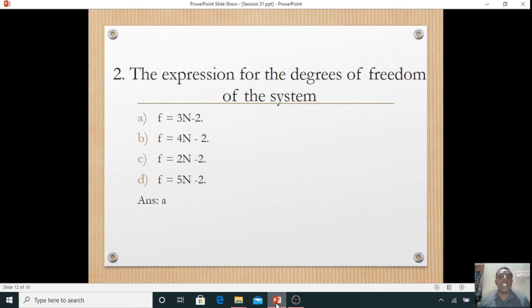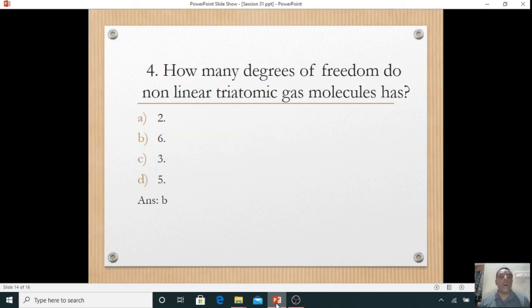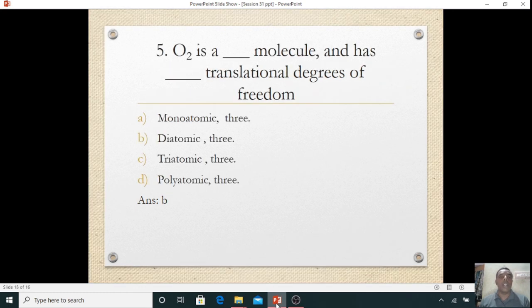The expression for degrees of freedom for a system is F is equal to 3n minus 2. What is the degree of freedom? It is called the total variables in the process. How many degrees of freedom do non-linear triatomic gas molecules have? It is 6. Oxygen is a dash molecule and has a dash translational degrees of freedom. It is a diatomic molecule. It has 3 translational degrees of freedom.